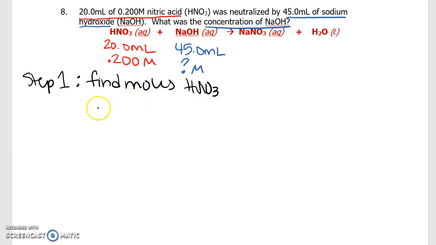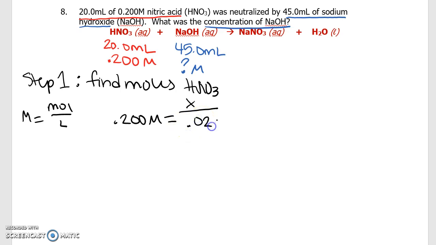So I'm going to use the molarity equation, so molarity equals moles over liters for the nitric acid. So I know the molarity is 0.200. Moles is what I'm looking for, and then 20 milliliters is 0.02 liters. So you're going to solve that for moles. So you should be getting X equals 0.004 moles, and again that is of our nitric acid. Alright, so that's step 1.